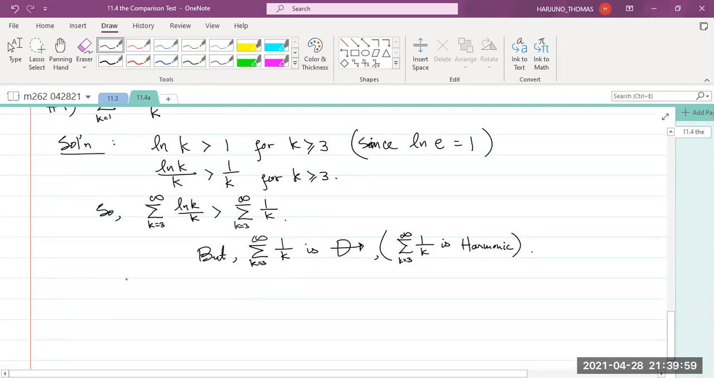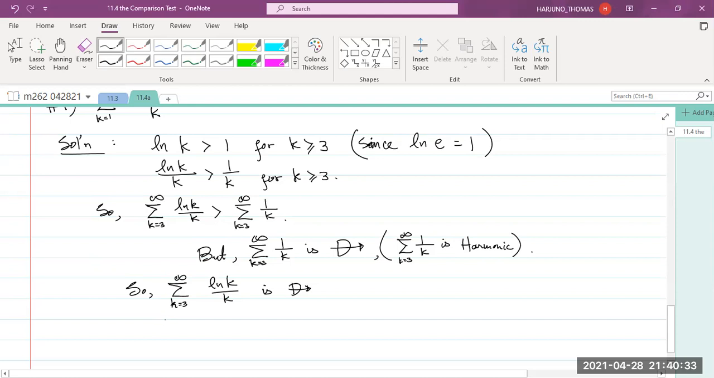Okay. Could the P series also be a reason? Yeah, you can. You say that it's because the series of 1 over k is a P series with P equals 1. Yes, you can. So the sum from k equals 3 to infinity of ln k over k is divergent. Okay.